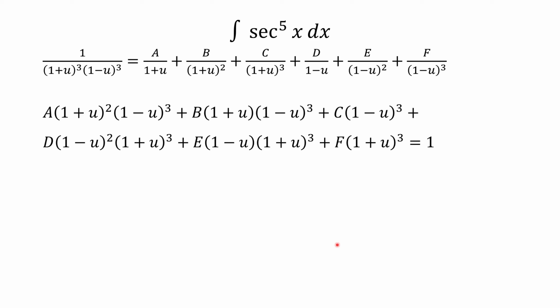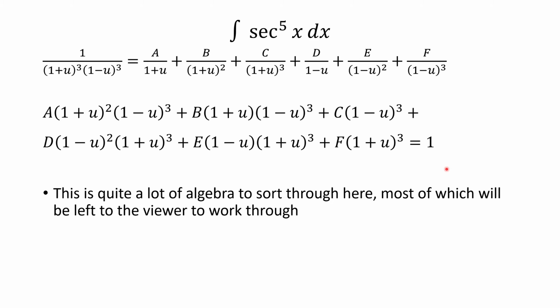So multiplying everything out, we see that this horrible, messy polynomial here is equal to 1, but even though we have 6 variables, we actually compare coefficients of the different powers of u, so it's not that bad. It's just a lot of algebra. I'm going to go through it a bit briefly. I'll let you work through it. The algebra itself is straightforward, though a bit messy. But all you're doing is comparing the coefficients.